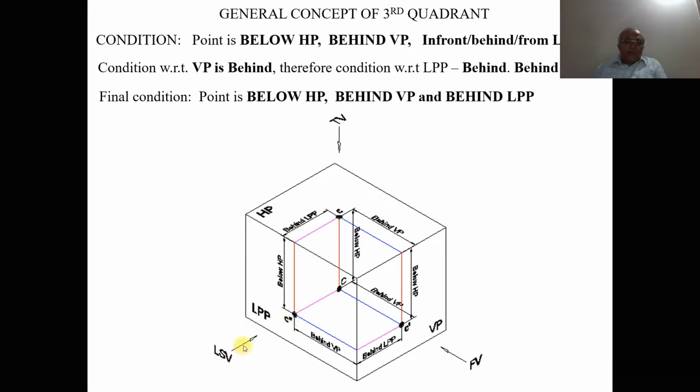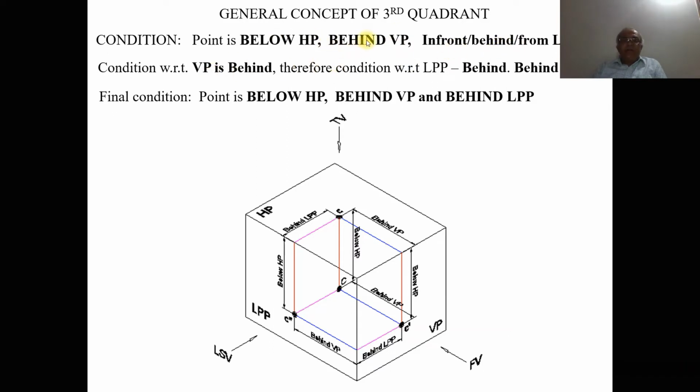Since the left side view satisfies the condition of the front view, if the image in the third quadrant has to be seen on the left profile plane, we have to always look from the left side view. If you look from the left side view, the object is behind LPP. So in other words, the condition of behind VP should always be behind LPP. The same concept holds in the first quadrant: when it is in front of VP, it is in front of LPP.